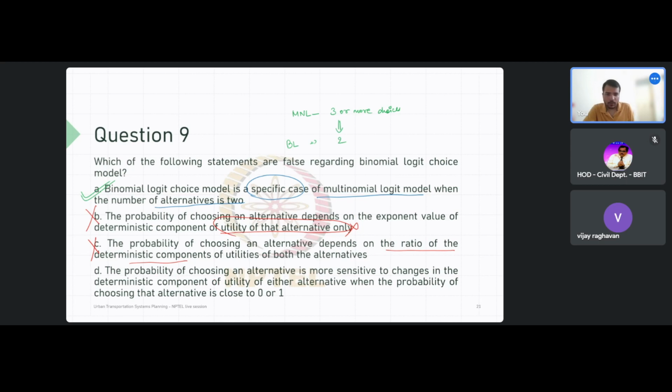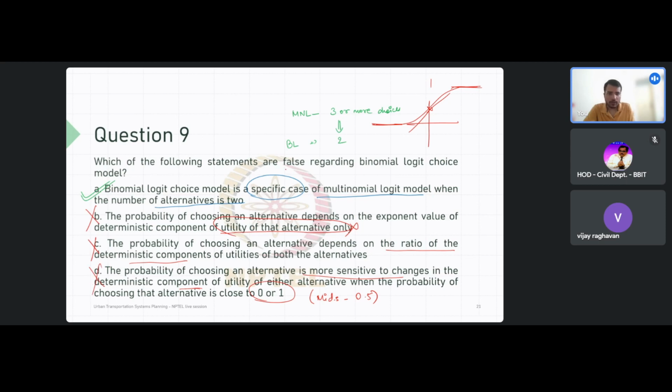Finally, we have: probability of choosing an alternative is more sensitive to changes in the deterministic component V of utility of either when the probability of choosing the alternative is close to 0 or 1. Now this is not true. It is more sensitive when it is near the middle, around 0.5. If you have seen that graph, it will be something like this. Near 0 the graph will be flat, and near 1 the graph will be flat. But in the middle part, the change will be very sharp. So D also we can remove.